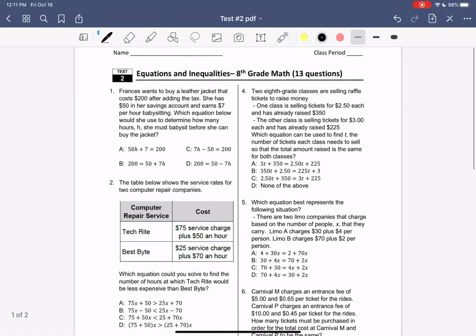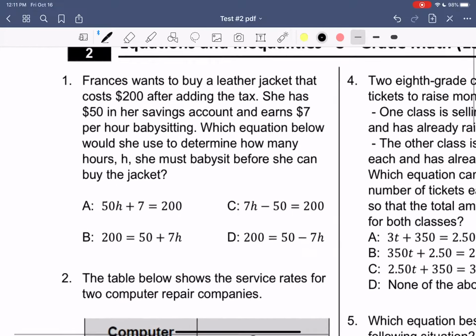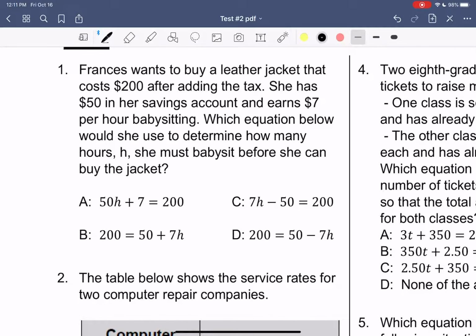All right, so as far as test corrections go, this is test number 2 over equations and inequalities. I will just go ahead and jump in to number 1, where it says Frances wants to buy a leather jacket that costs $200 after adding tax. She has $50 in her savings account and earns $7 per hour babysitting. Which equation below would she use to determine how many hours, H, she must babysit before she can buy the jacket?